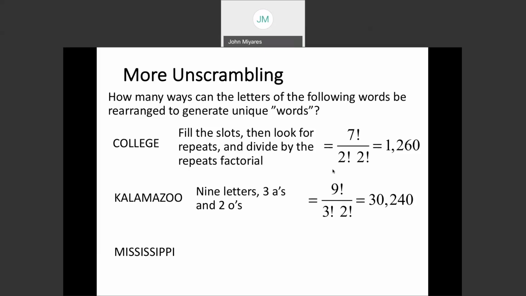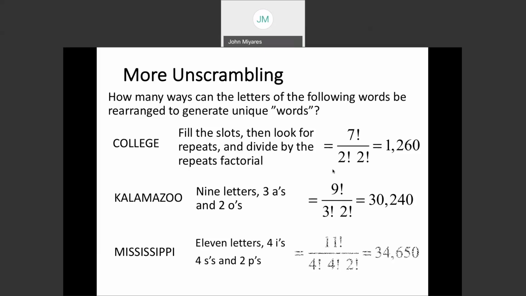So here we now have 11 letters. In those 11 letters, there are 4 I's, 4 S's, and 2 P's. So we're going to start by taking 11 factorial for the 11 letters in the word Mississippi. We'll divide by 4 factorial to account for the 4 I's, divide by 4 factorial again to account for the 4 S's, and divide by 2 factorial for the 2 P's. That will give us a total of 34,650.